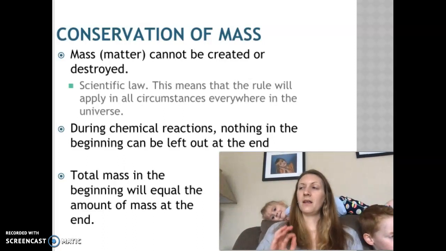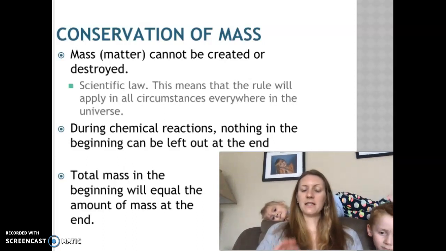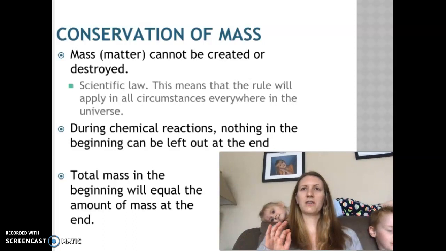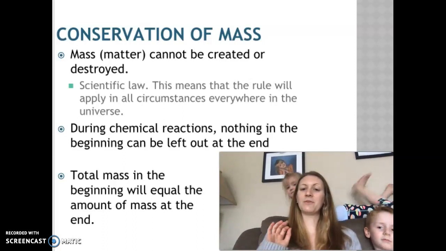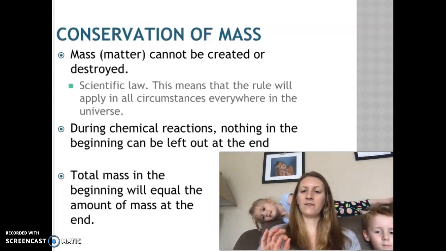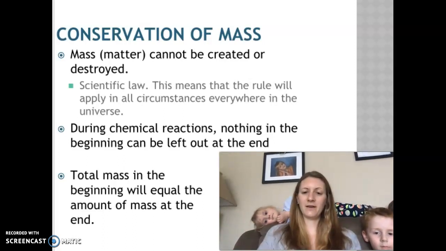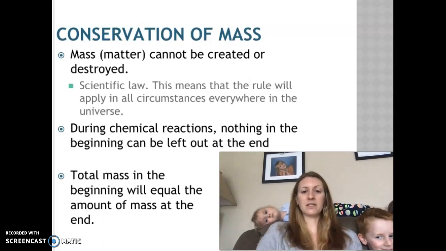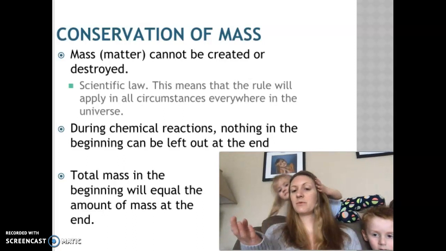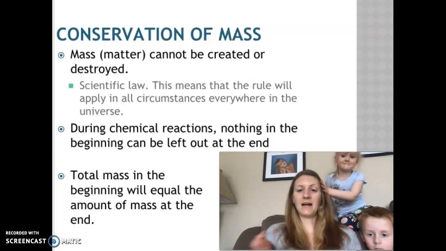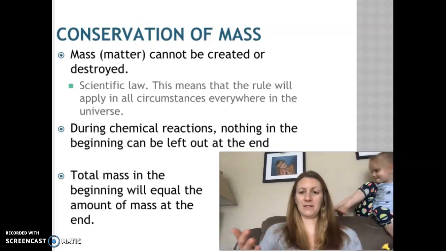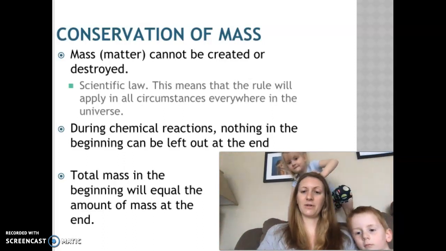Now, if you are talking about black holes, that is an entirely different situation. If we are talking about moving at the speed of light, that is also a different situation. But for our everyday life, for all of the stuff that you do around you every day, mass is not created or destroyed. Which also means that matter or atoms are not created or destroyed. So during chemical reactions, whatever you start with has to be what you end with, because it cannot just disappear. Can't happen. So I hope that you guys saw that in your lab yesterday when you did it at home.